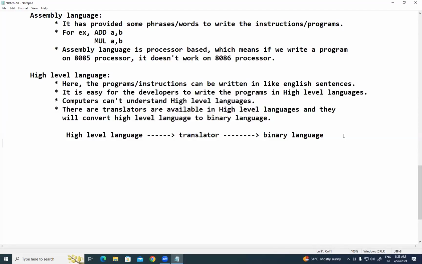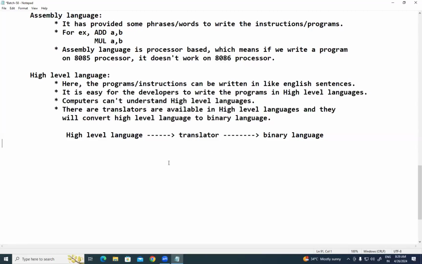Able to follow me, everybody? If they are available, then we can happily write programs in our native language. I can write in Telugu, you can write in Hindi, somebody can write in Tamil, somebody can write in Urdu. Then no need to learn Java, .NET and all these things. It's easy, na? Are you catching my point? But it's not possible.